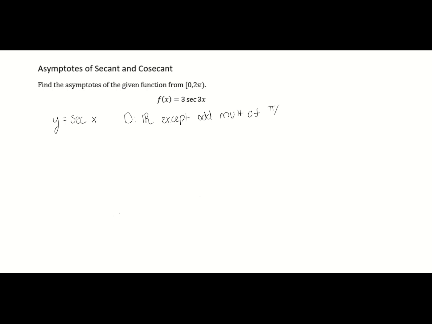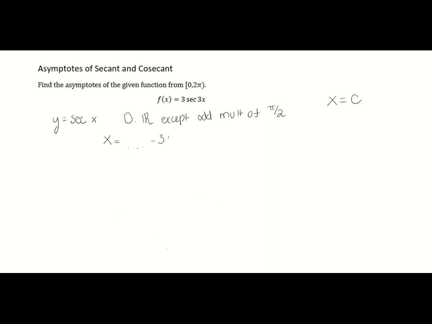of pi over 2. Now, at the x's where secant is undefined, there are vertical asymptotes there. And so vertical asymptotes are vertical lines, so they are written in the form x is equal to a constant c, which in this case would be odd multiples of pi over 2. So I'm going to write a few of them. X is equal to, and of course, because odd numbers go to infinity and negative infinity, secant has infinite amount of asymptotes. So I'll write a few in this direction.